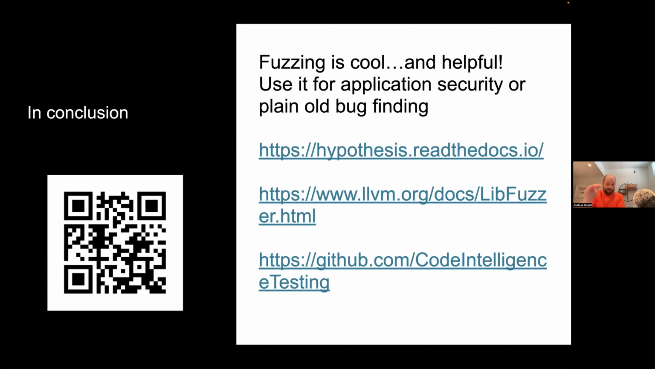So here are some links to the tools that I showed off. Hypothesis, a Python library, check it out. LLVM is the compiler project where Clang is found, and libfuzzer lives there in that Clang world. And then last but certainly least, Code Intelligence testing. You can find CI Fuzz. It's a free download. I definitely encourage you to try it out.